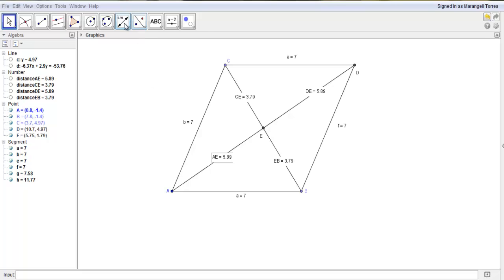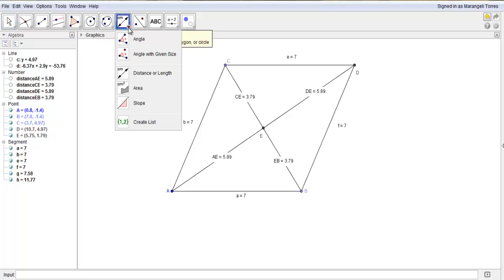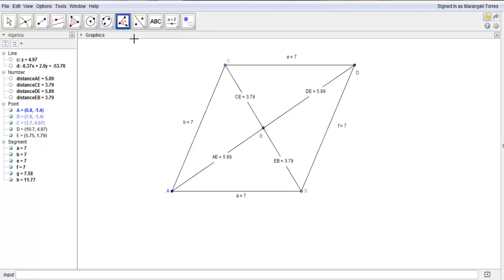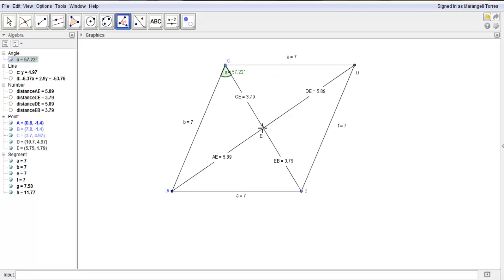So let's go to our measure tool up here, and I'm going to select angle. Okay, so I'm going to measure A, C, E, and there you have it. And let's move it out of the way right here. And now I'm going to measure angle. Let's go back to our angle measure tool. I'm going to measure E, C, D. And there you have it.